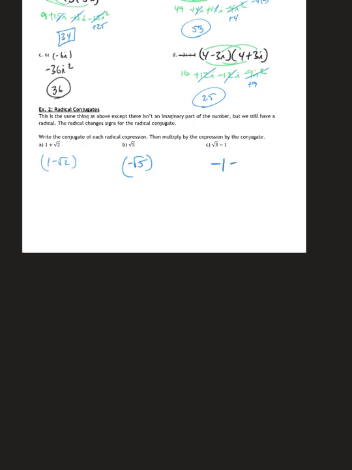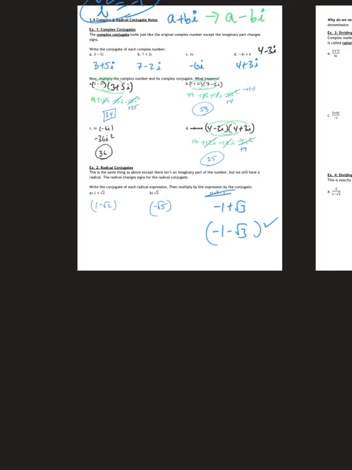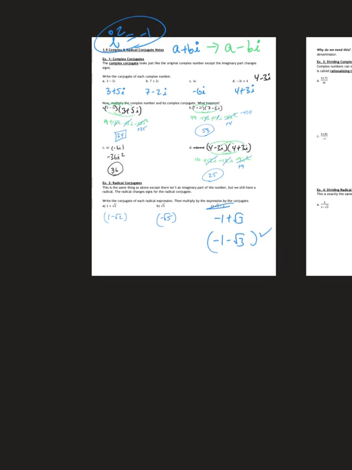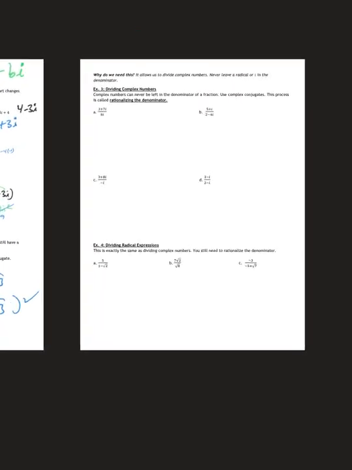Same thing here. If you rewrite it, -1 plus square root of 3, the conjugate is going to be -1 minus the square root of 3. So remember, your conjugate is just changing the sign of the imaginary part for complex numbers and the radical part for radicals.